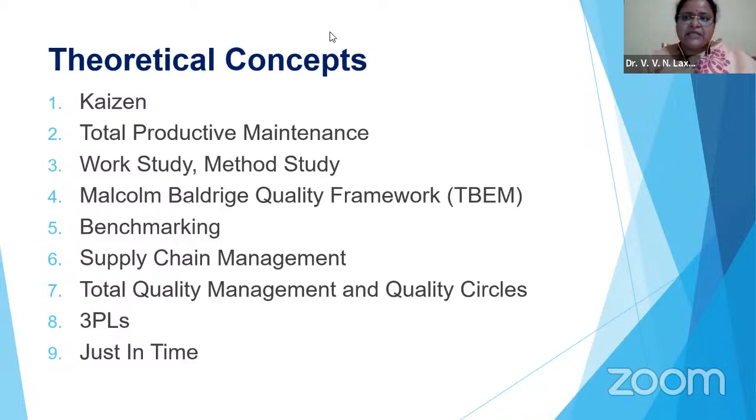The 7 principles, or we can call them 7 pillars, on which the Malcolm Baldrige Quality Award or TBEM is based, are leadership, strategy, then customers, workforce, that is how is the contribution of the workforce, how satisfied are customers, metrics, that is measurement, analysis, and knowledge management, how is it done in the organization, and finally, how are the operations, how environment friendly are the operations, and the results.